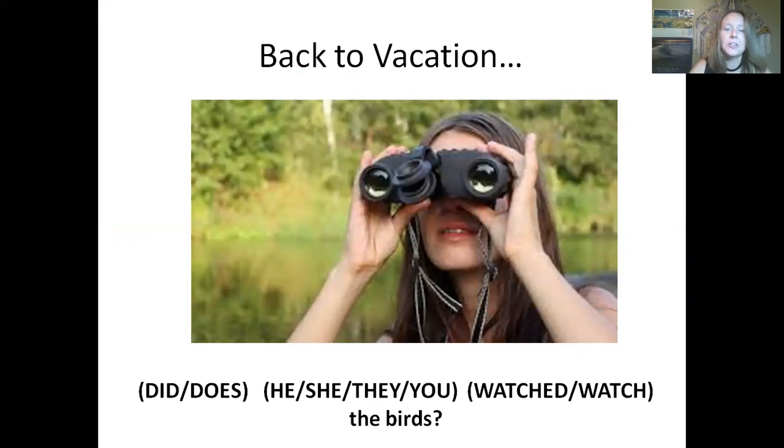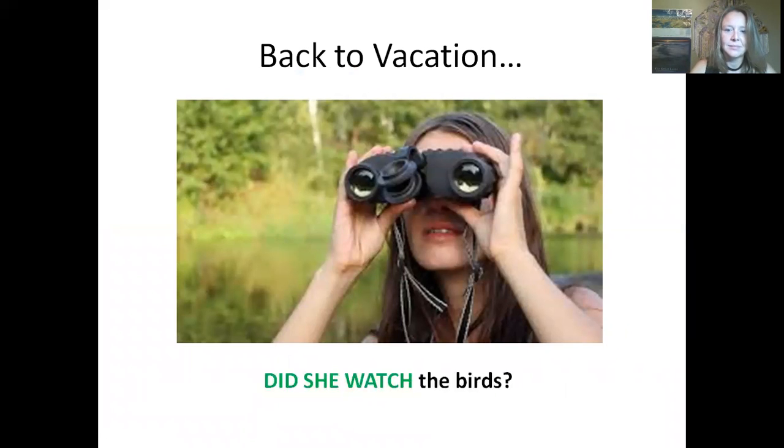Here we have a gal looking through binoculars, and let's pretend you're asking this woman about a picture of herself. So in this case, you're going to want the subject that you use when you're speaking directly to someone. Which form of the verb do you need? Which subject do you need? And which form of this main verb watch do you need? Pause the video and write it down. And then take a look at the correct answer. Did she watch the birds?